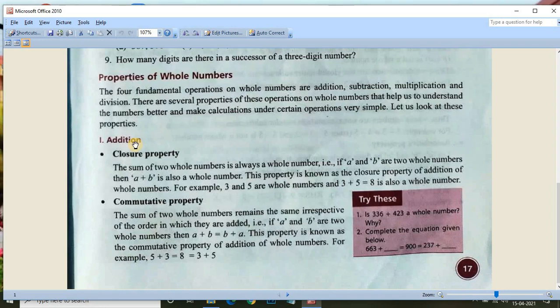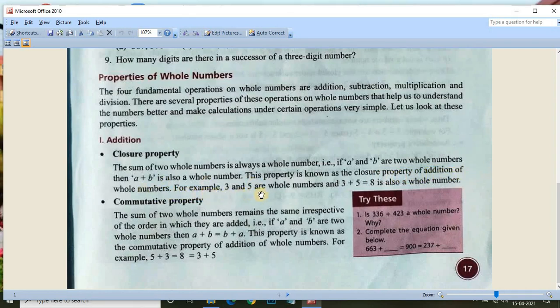So first one, addition. I think it is a very common thing, but in this exercise you have to read about a few properties of addition. First one is closure property. The sum of two whole numbers is always a whole number. That is, if a and b are two whole numbers, then a plus b is also a whole number. So here a plus b means the sum of a and b, whatever it is. This property is also known as the closure property of addition of whole numbers.